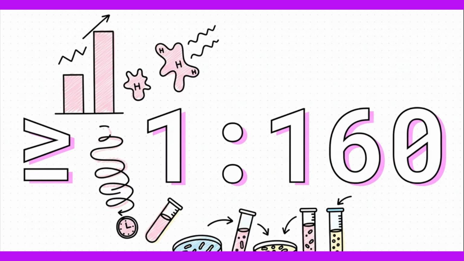Now for the H antigen, the bar is set a bit higher. Here, the significant titer is 1 in 160 or greater. These H antibodies develop later, and they can stick around for a much longer time. And as we're about to see, that has some major implications for how we interpret the results. So remember, 1 in 160 for H.